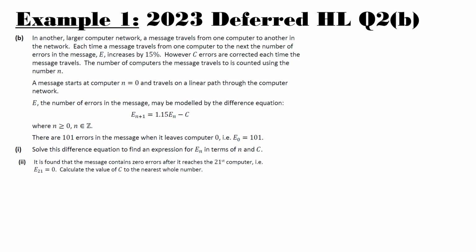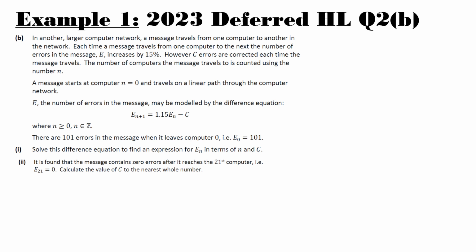A message starts at computer n equals 0 and travels on a linear path through the computer network. E, the number of errors in the message, may be modeled by the difference equation E(n+1) = 1.15 E(n) − C, where n is greater than or equal to 0 and n is an element of Z, so it's an integer. There are 101 errors in the message when it leaves the first computer, i.e. E0 is equal to 101.